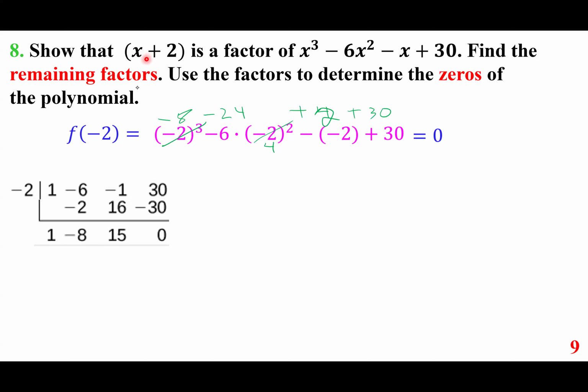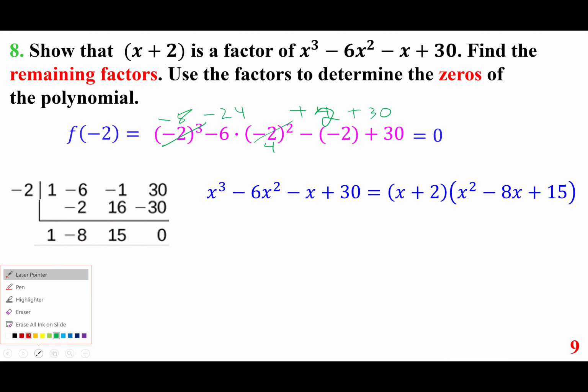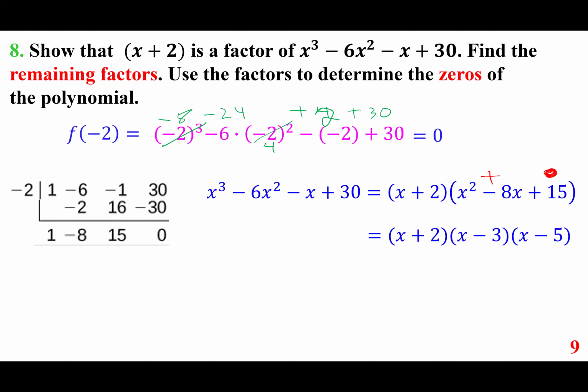So this is the product of x plus 2 and what I just mentioned. So we write x cubed minus 6x squared minus x plus 30 is x plus 2, and then times this x squared minus 8x plus 15. This we can easily factor. We want two numbers. The product is 15, the sum is negative 8: negative 3 and negative 5. So x plus 2 times x minus 3 times x minus 5. So we have factored this into x plus 2 times x minus 3 times x minus 5.